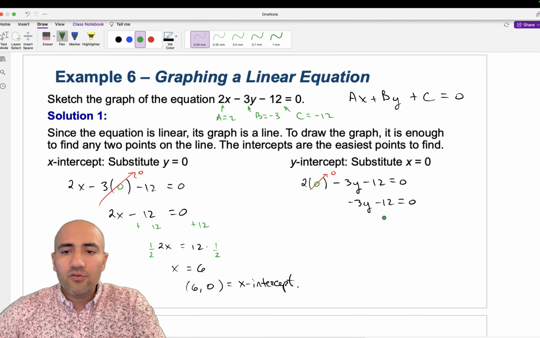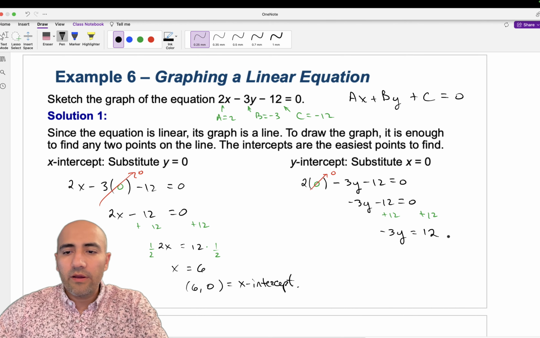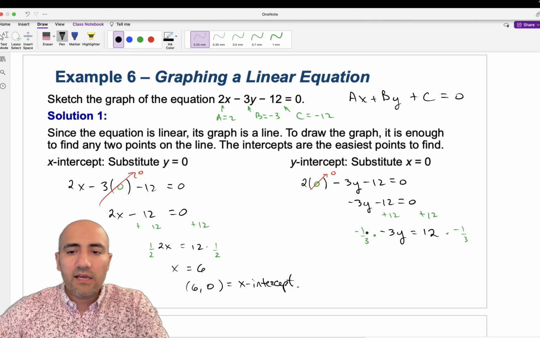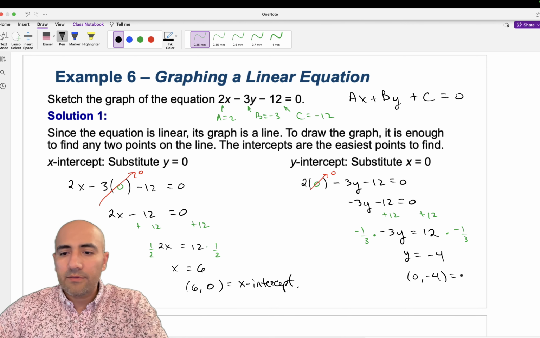Then we add 12 to both sides, and we end up with negative 3y equals positive 12. Next we multiply both sides by negative 1/3. On the left-hand side, we've solved for y: y equals negative 4. So now we have the ordered pair (0, -4), and this is our y-intercept.